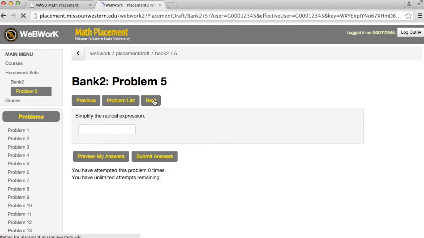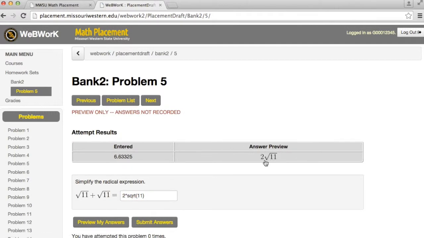This involves radicals. Here, if I wanted to add these two radicals, it would be radical 11 plus radical 11. The answer is 2 times the square root of 11. So to do that, I would type 2 multiplied by the square root SQRT of 11. I can preview my answer by clicking preview. And as you can see, the computer understands that SQRT is going to be the square root. I don't actually need the multiplied, but it's nice to put it in there.